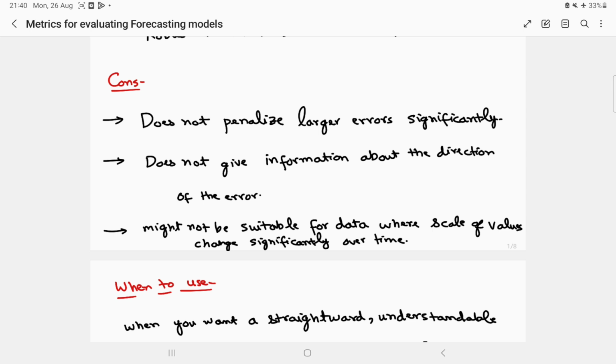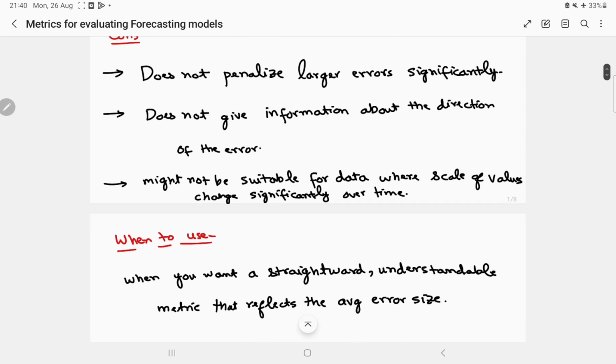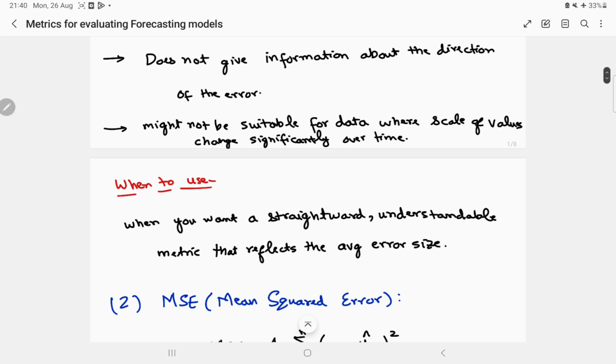When it comes to the cons or the disadvantages, it does not penalize larger errors significantly like some of the other errors do. We'll have a look at them. It does not give information about the direction of the error. So whether we are overestimating or underestimating, that kind of information is not given by MAE. And it might not be suitable for data where the scale of values changes significantly over time.